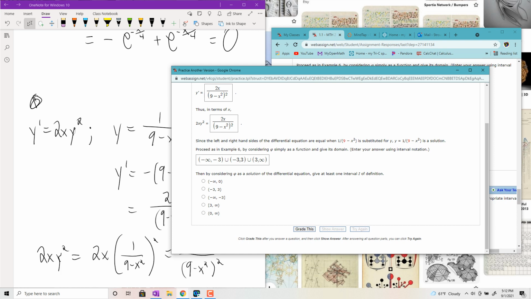Well, I guess it's not. They just say pick one. So if they didn't tell you, pick 3 to infinity, but here they're not even giving you that as a choice. So it just says give at least one interval I of definition. So that's going to be the negative 3 to 3.